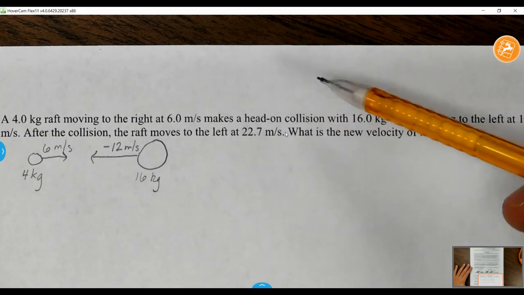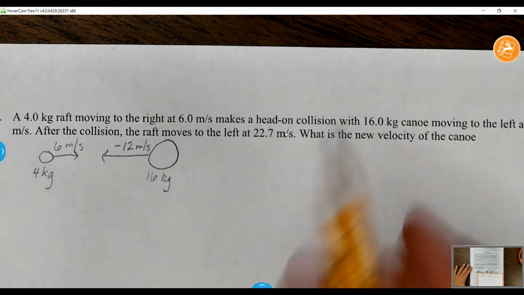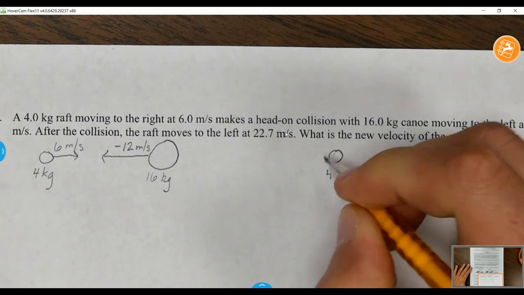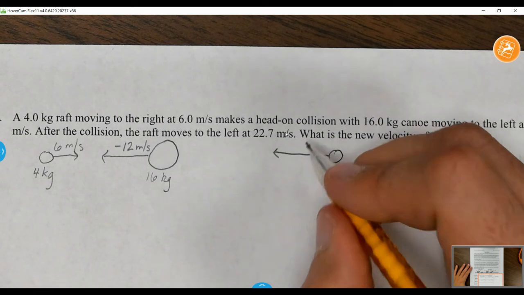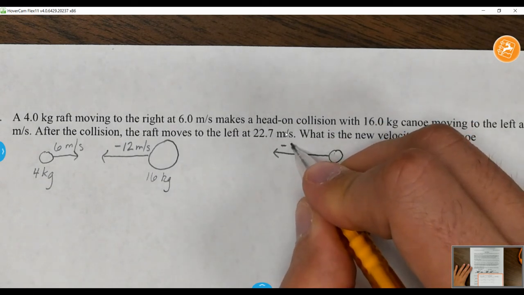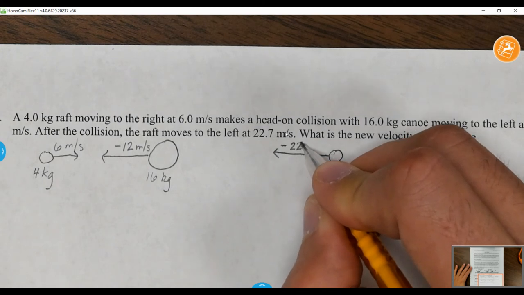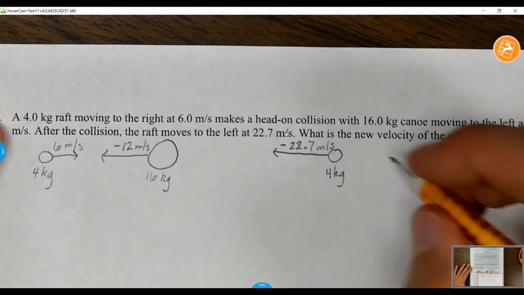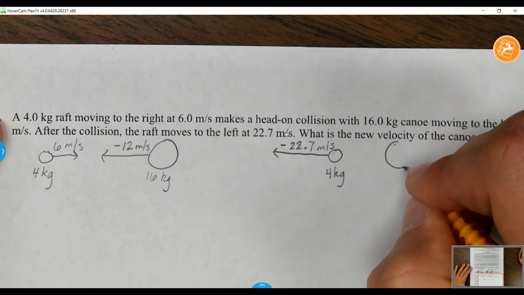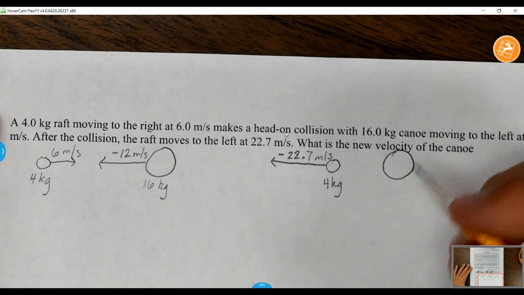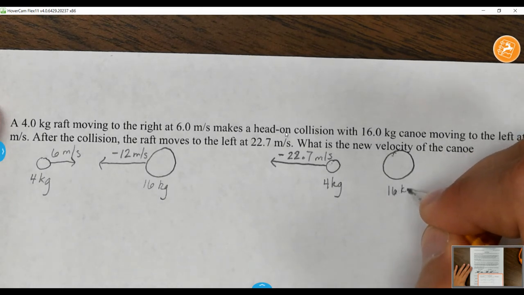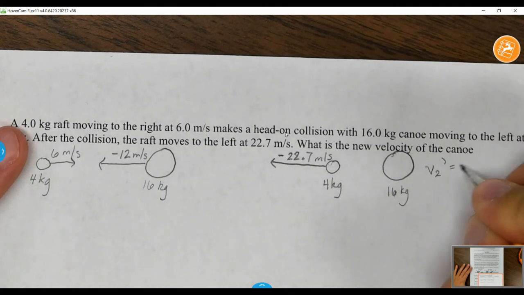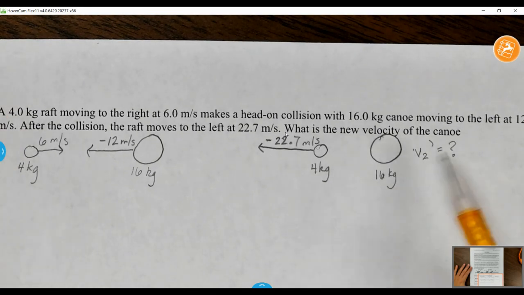Afterwards, it says that the raft is now moving to the left. So this guy was our raft. Now he's going to be moving to the left. Still the same mass. Now this thing is moving to the left at 22.7 meters per second. So this one would be a negative 22.7. And okay, well, do we know what direction the canoe is going to be moving in? We don't know what direction the canoe is going to be moving in. The mass, we know it doesn't change. And so we're looking for V2 prime.